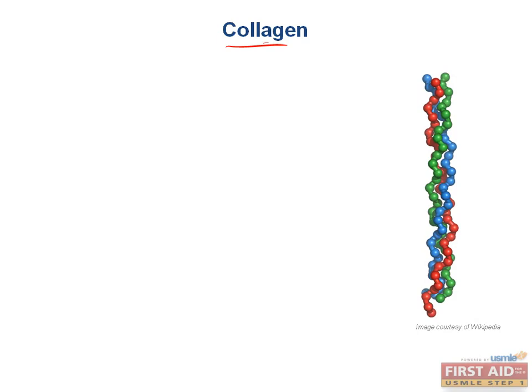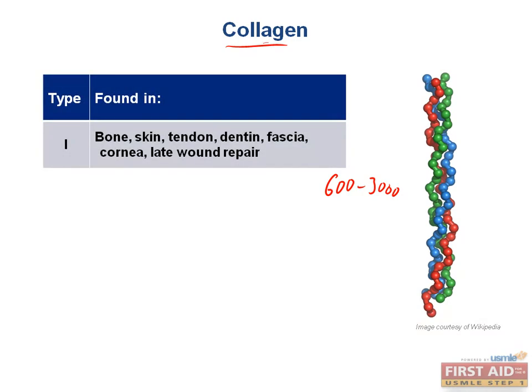up the triple helix. Each alpha chain can range from 600 to 3,000 amino acids, and the triple helices can be homotrimeric, which means they contain 3 identical alpha helices, or heterotrimeric, which means they have 3 different alpha chains. Type 1 collagen is the most abundant and is found in bone, skin, tendon, dentin, fascia, and the cornea, and is also involved in wound repair.